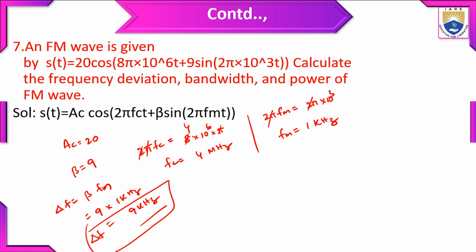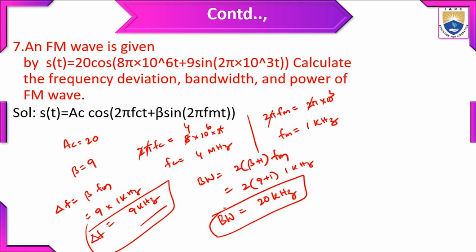Okay. Next one, bandwidth. Here beta value is not less than 1. Beta value is 9. So you can consider it as a wideband FM. So bandwidth is taken as 2 into beta plus 1 into FM. This is the formula for finding the bandwidth. When beta is very much less than 1, we can take it as 2 FM directly. But here beta value we are having 9, so that's why we are considering the bandwidth using this formula. So 2 into 9 plus 1, 10, FM 1 kilo. So 10 into 2, 20 kilohertz. So the bandwidth is here 20 kilohertz.